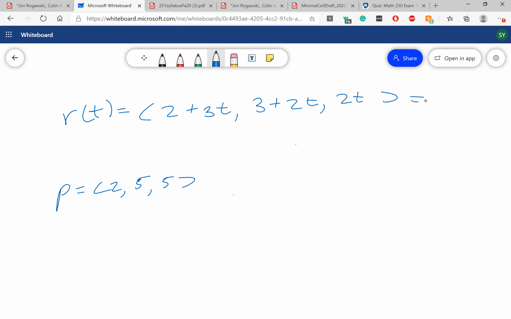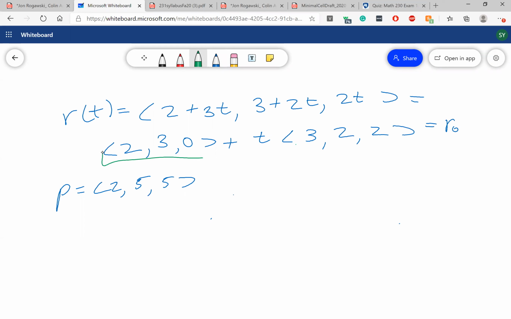Okay, so this is the same as taking the point 2, 3, and 0 plus t of the point 3, 2, and 2. And again, this is the same as R0. So this is my R0, and then plus tV. So this is my V.